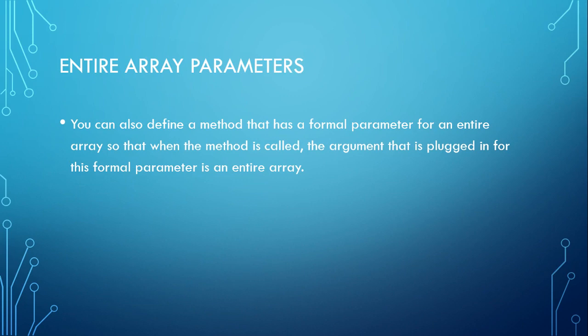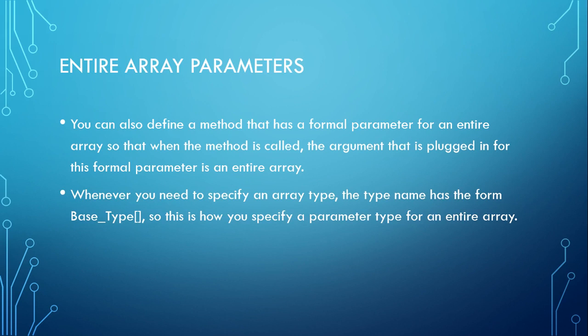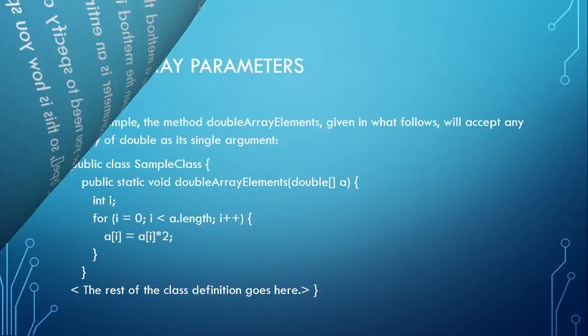Right, entire array parameters. You can also define a method with a formal parameter for an entire array so that when the method is called, the argument that is plugged in for this formal parameter is an entire array. Whenever you need to specify the array type, the type name has the form base type followed by square brackets. So this is how you specify a parameter type for an entire array.